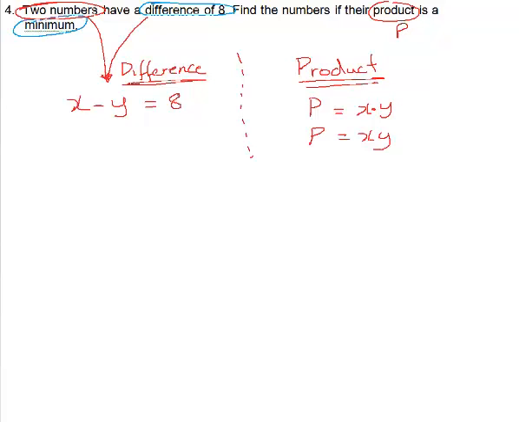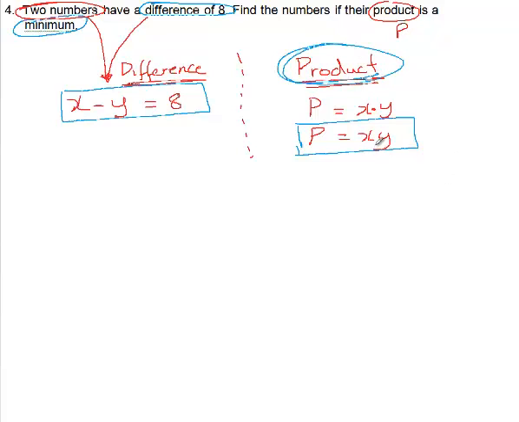So that information above gives us two equations. It gives us a difference equation, gives us a product equation. Now, we want the minimum of which one? Do we want the minimum of the difference or the product? We want to minimize the product. That's the one we're asked to find the minimum of. So this is the one we have to work with.